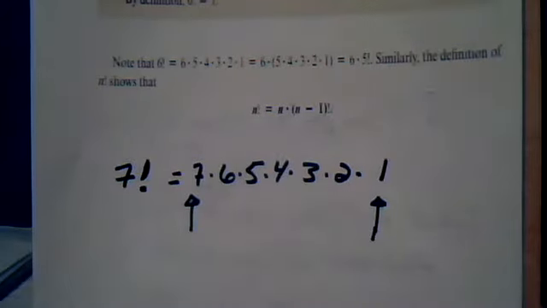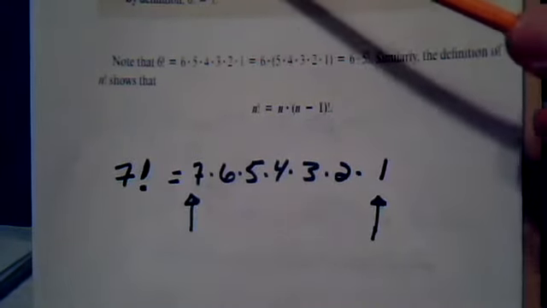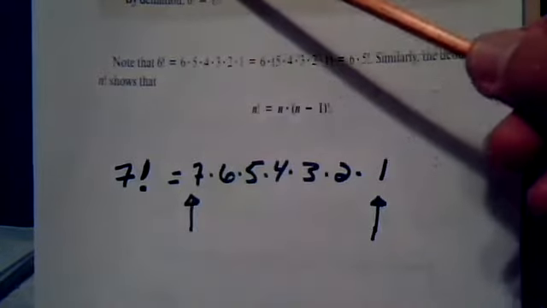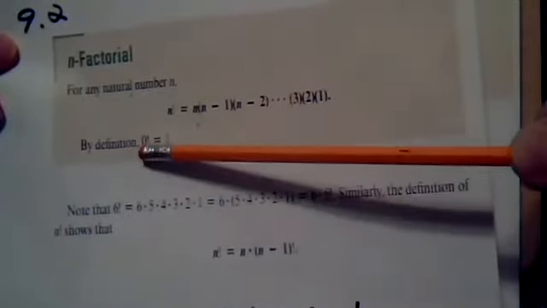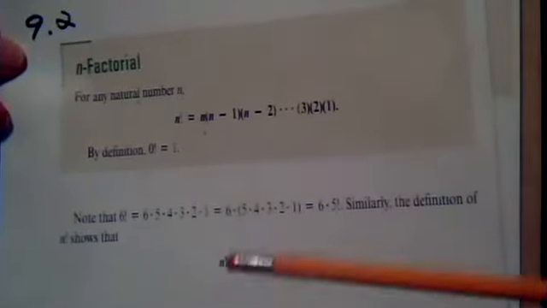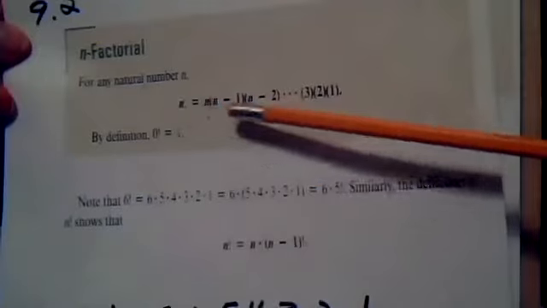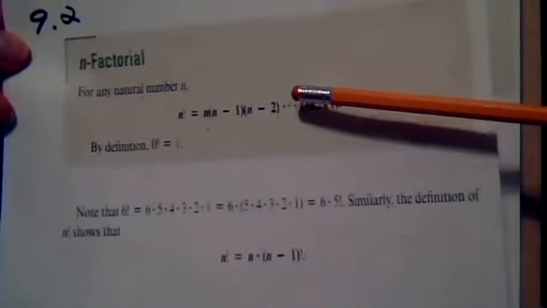In factorial, the word factorial implies factor. Factor implies multiplication. Notice the symbol, it's an exclamation point. And they also tell us that 0 factorial is 1 by definition. A factorial, in symbols, looks kind of complicated, but all it means is this.